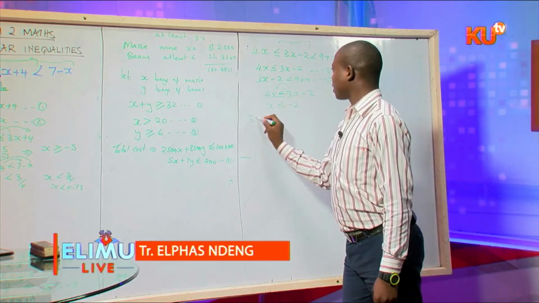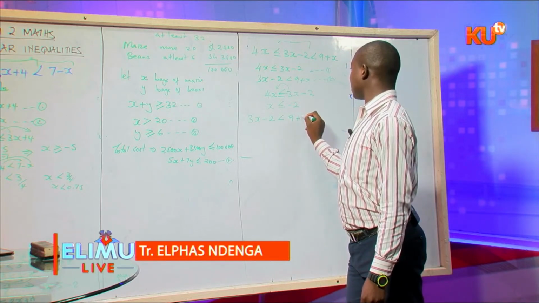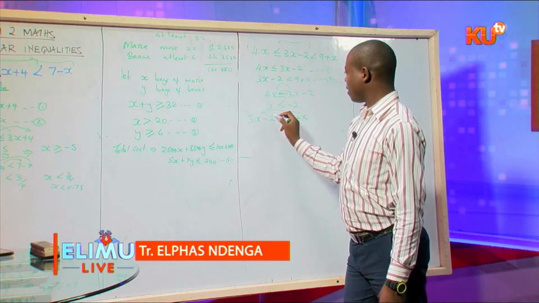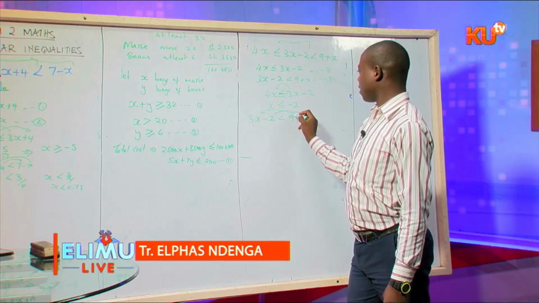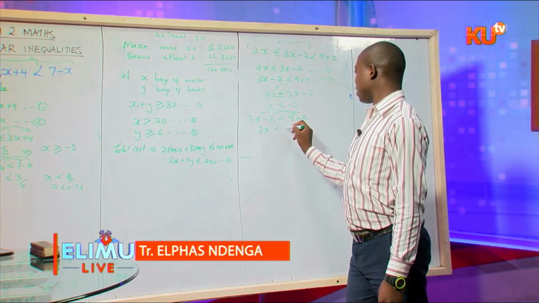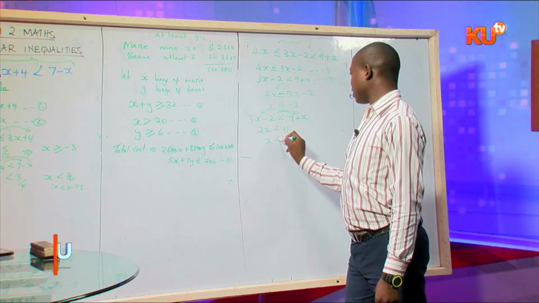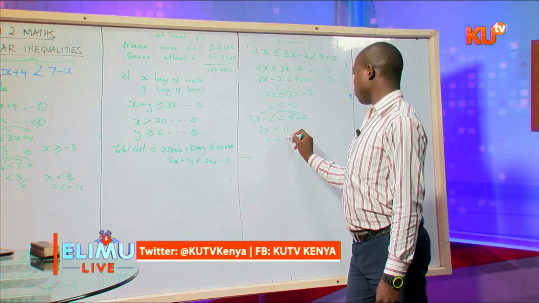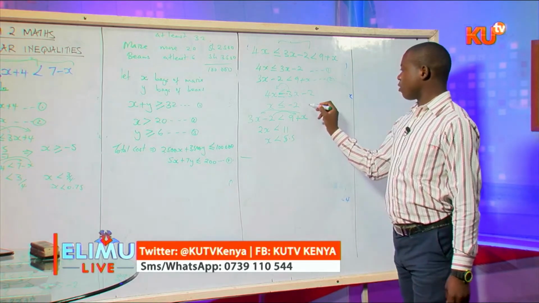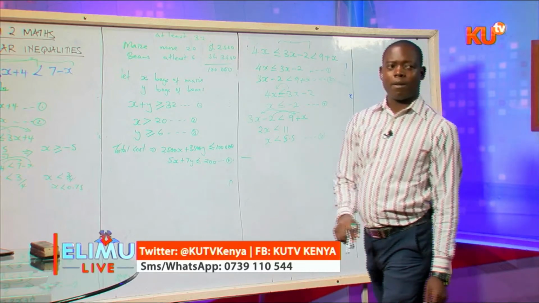For this other one, 3x minus 2 less than 9 plus x, take the x to the left side, negative 2 to the right side. So this gives us 2x less than 11. Therefore, x less than 11 over 2, which is 5.5. So these are two solutions, the first one and the second one.